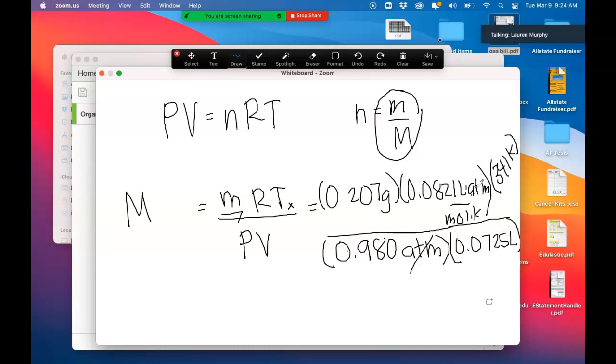So then the atmospheres cancel, the Kelvin cancel, the liter cancel, and you get grams divided by moles, which is molar mass. So this is the other way to do it. You should get the same number. The number isn't going to change very much. 81.5, 81.6 grams per mole.